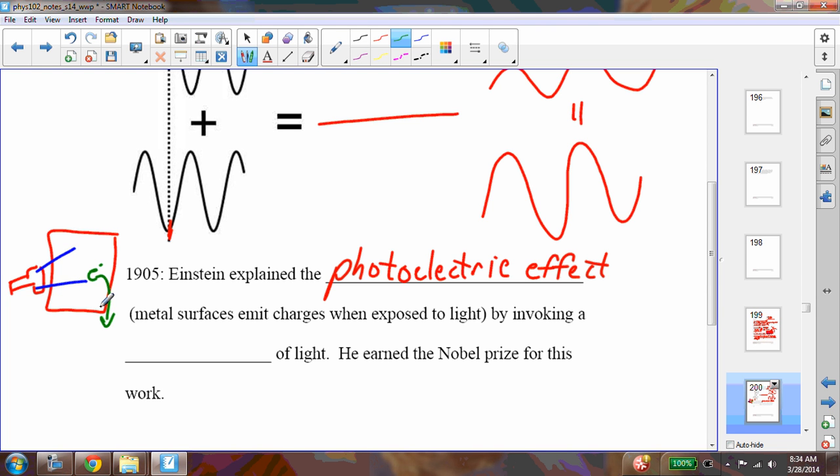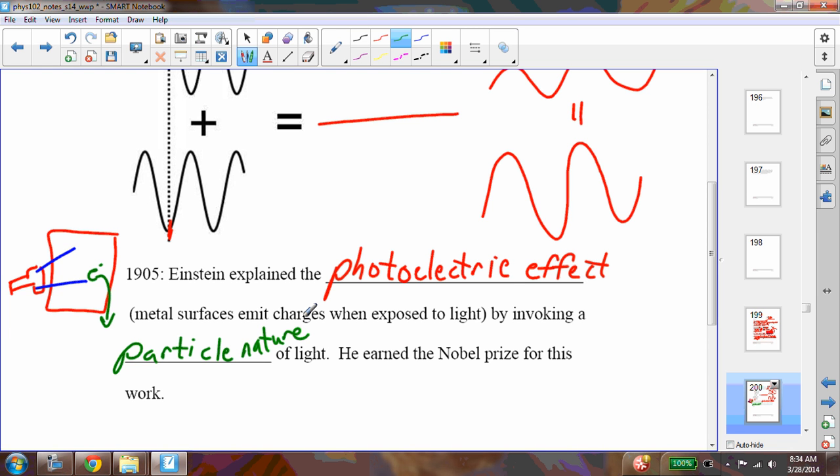And Einstein explained this idea by invoking a particle nature of light. He said that these light particles, which he called photons, when you increase the frequency of them, they had more energy. So each individual photon had more energy, and then that individual photon would liberate an electron from the metal surface, and the energy of that individual photon would tell you what was going to be the energy of the ejected electron. All right.